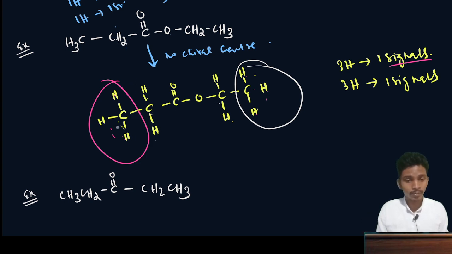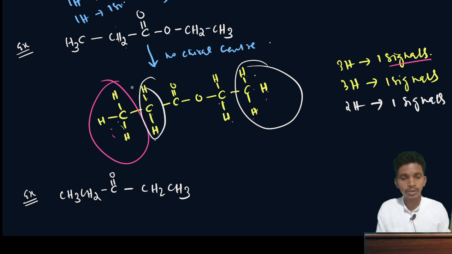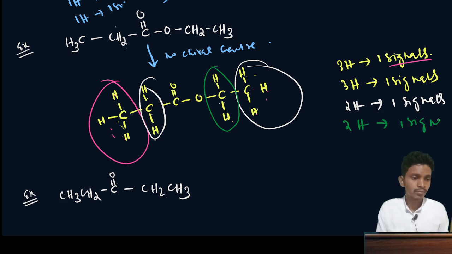So these are enantiomers. Since there is no chiral center in the compound without any modification, there is no chance of diastereomers, so only enantiomers are there. So for this 2H we will get 1 signal, and these 2H are different, so for this 2H we will get another 1 signal. So in total how many signals will we get? 1, 2, 3, 4. So we have 4 signals.